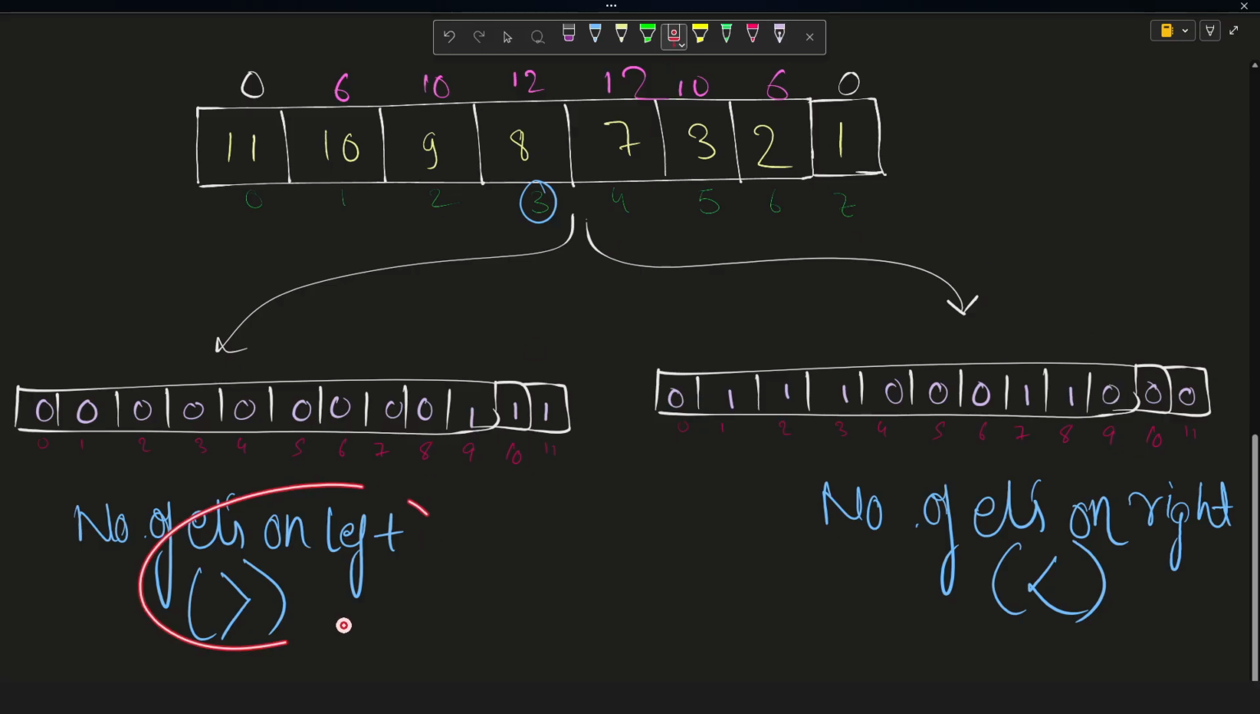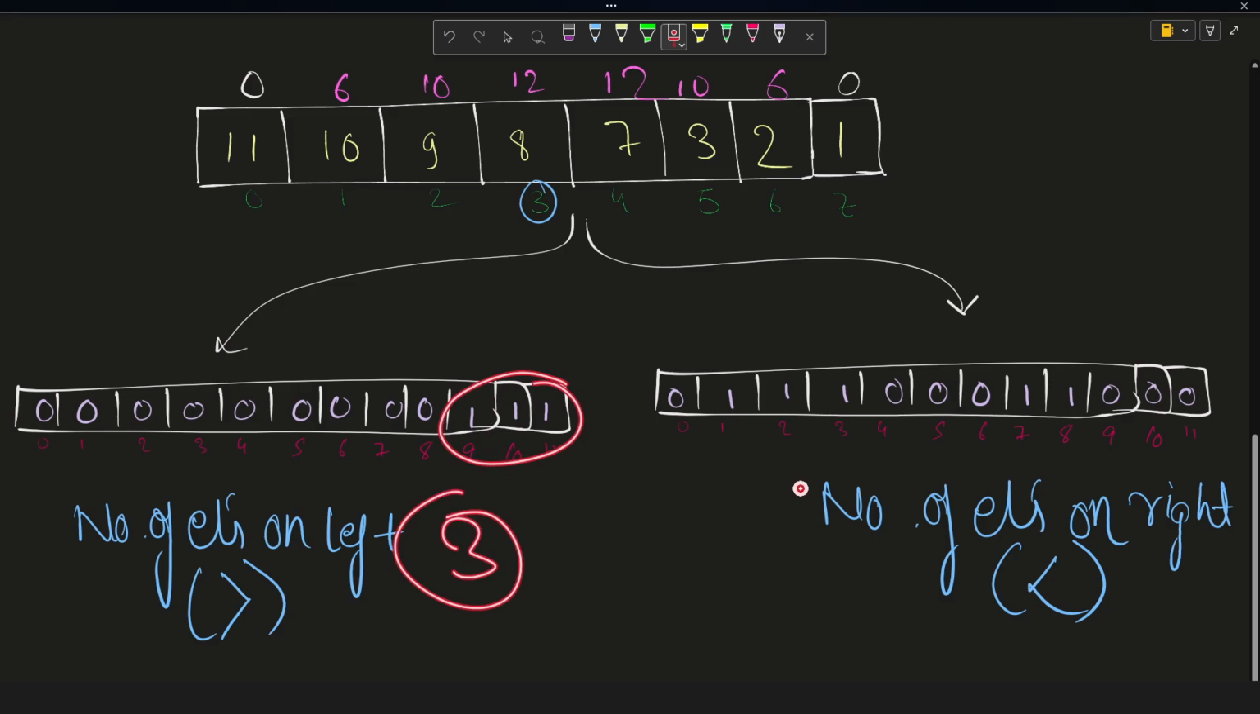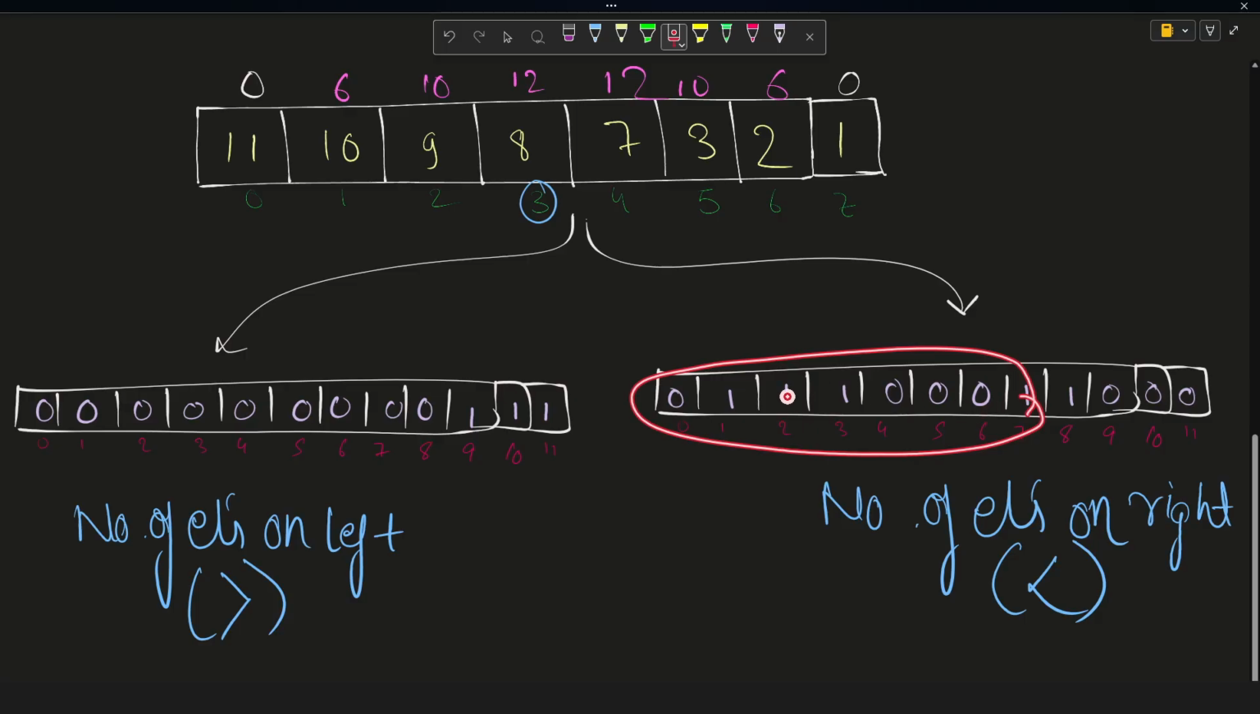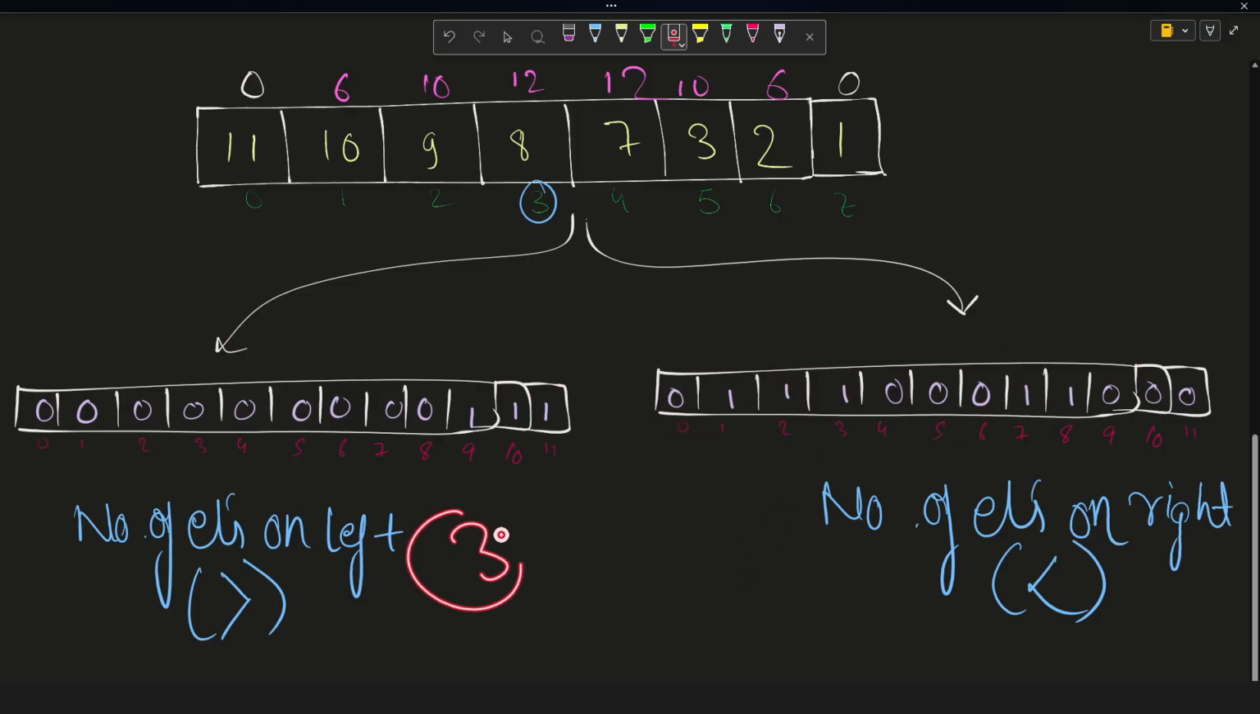And now if I compute these two terms, the number of elements greater than 8 on its left is actually 3, right? It is obvious from the range sum here also. So 3 from here. And we have to multiply this 3 with the number of elements smaller on the right of this 8, that is less than 8, which is less than or equal to 7. If I take the range sum from 0 to 7 in this range, it is equal to 4 only, right? So 3 into 4, which is 12. So 12, just as we got before.